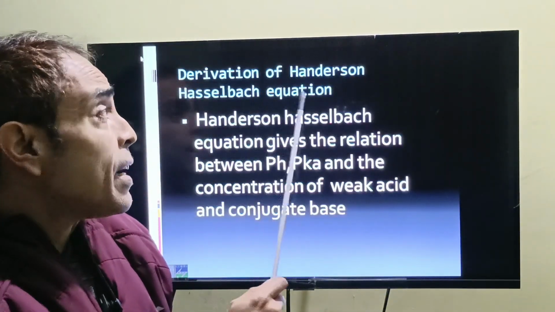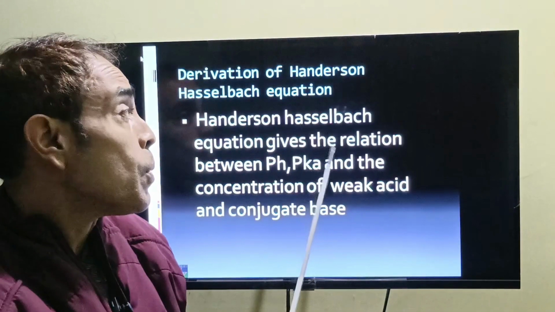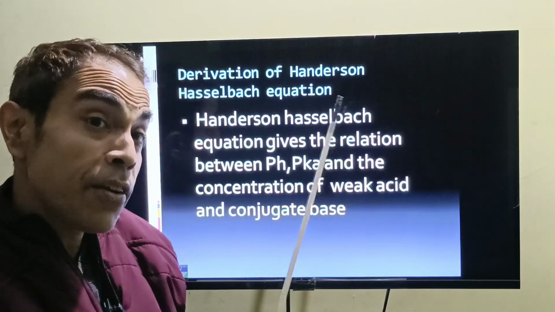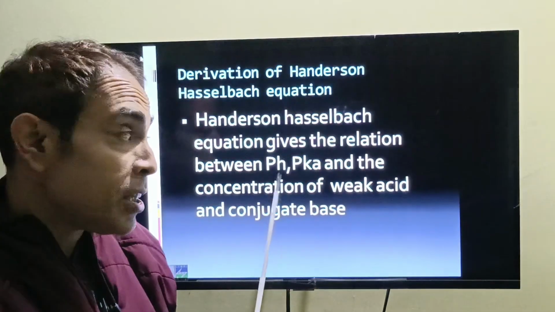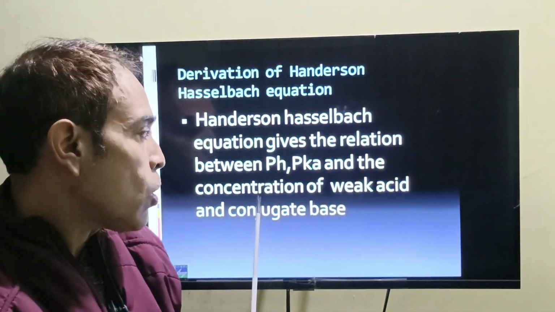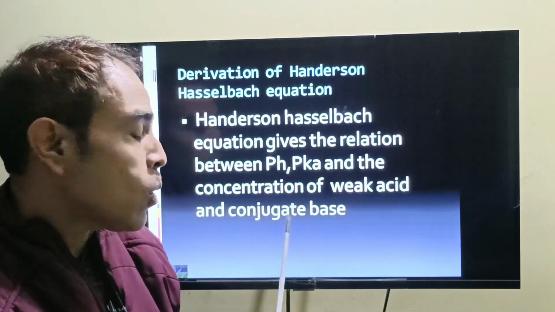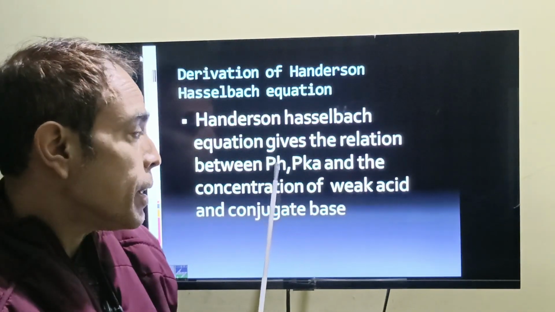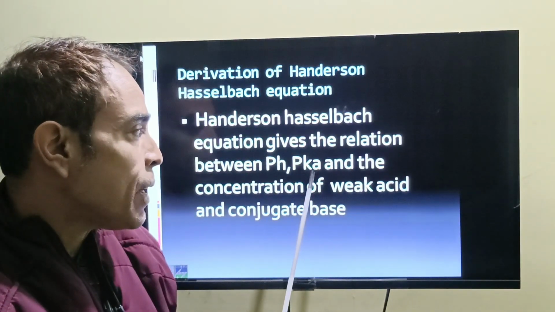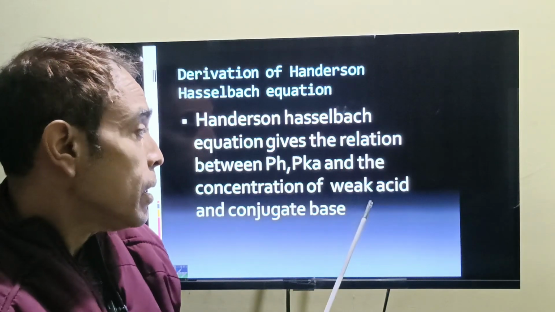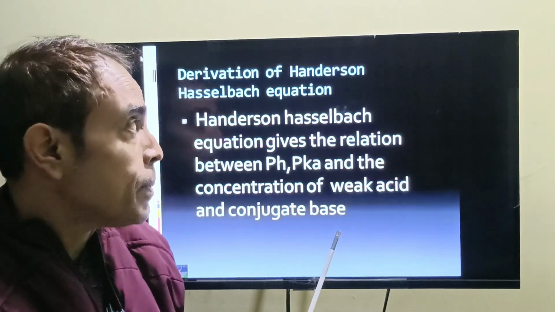So what does the Henderson Hasselbalch equation mean? It gives the relationship between pH, pKa, and the concentrations of weak acid and conjugate base. It gives a relation of what the pH is, and what the pKa is. We'll talk about what pKa is and the concentration of weak acid.